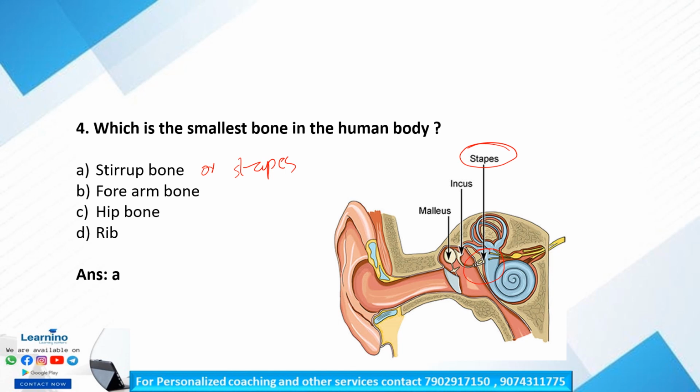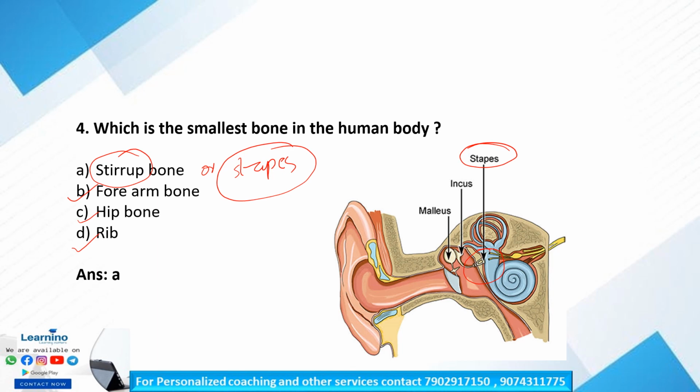So stapes or the stirrup. Stirrup is also called the stapes bone, and it is the smallest bone in the human body, situated in the middle ear, and it allows the conduction of sound vibration to the inner ear. Is it clear? Other options: forearm bone is not correct, C is hip bone and D is rib. So our answer is stapes or stirrup bone, the smallest bone in the human body, situated at the middle ear. Is it clear?